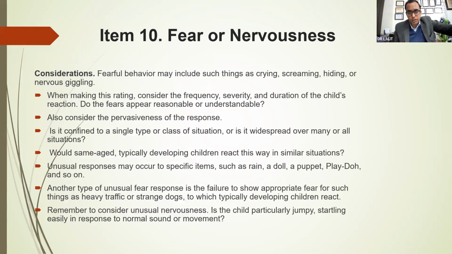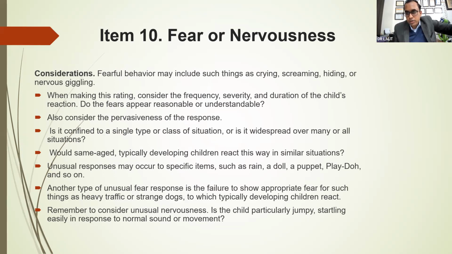Fear and nervousness. Item 10 says fear and nervousness, meaning: does he get fear very easily? Does he have unusual fears? Unusual fears may also be the other way around: does he not have any fears at all? Suppose he doesn't fear that the dog might bite him and goes very close to it. He doesn't fear that at a road crossing a car might hit him. So he doesn't have that fear.